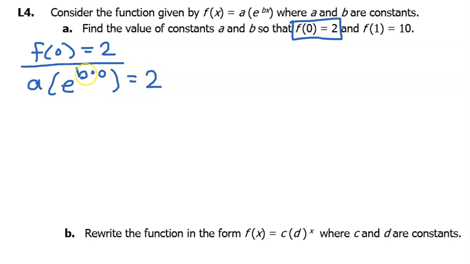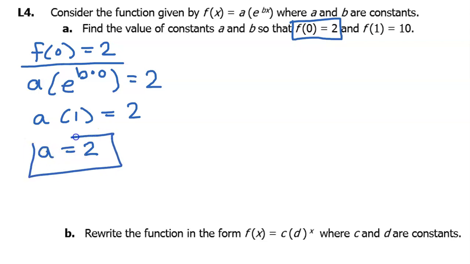Well, b is a constant, so b times 0 is just 0. And anything to the 0 power is going to be 1. So I'm just going to wind up with a times 1, maybe I'll just show this one little step, is equal to 2, which of course means a is equal to 2. So we're halfway there. We found one of the constants already.